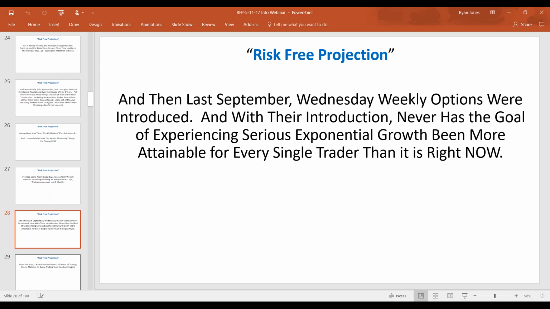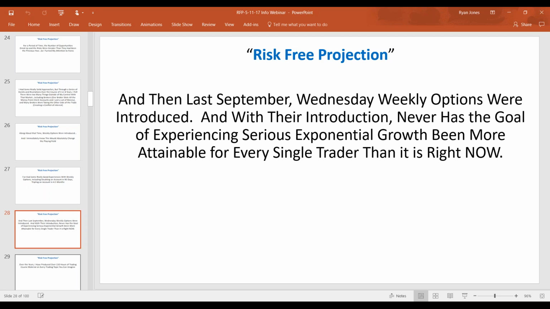But then last September, and I knew this was coming, and I told everybody it was coming eventually, it finally came. Wednesday weekly options were introduced in SPY. And with their introduction, never has the goal of experiencing serious exponential growth been more attainable for every single trader than it is right now.